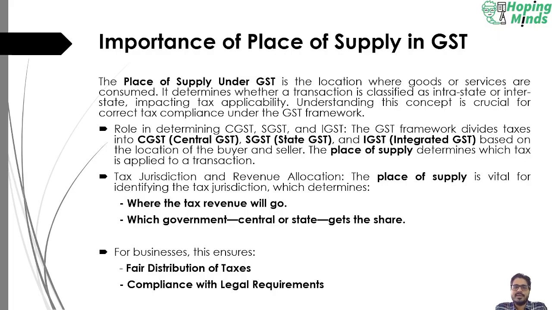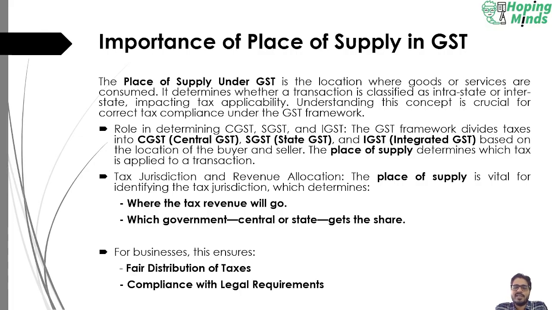So for business owners, accurately determining the place of supply has many practical implications. Some of them may be avoiding penalties and legal disputes, like misclassification of place of supply may lead to incorrect tax payments, then notices from tax authorities and even fines. By getting it right, business can avoid such risks. Then claiming of input tax credit. So proper identification of place of supply ensures that business can claim input tax credit seamlessly. If the place of supply is wrongly determined, then input tax credits may be denied, leading to higher cost of product.